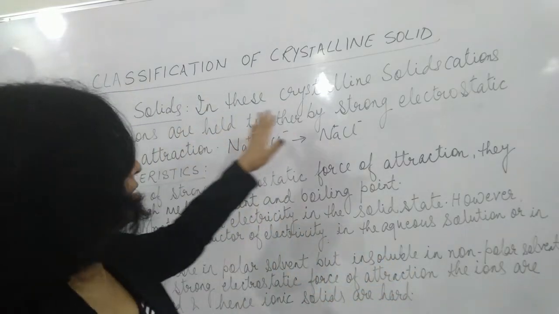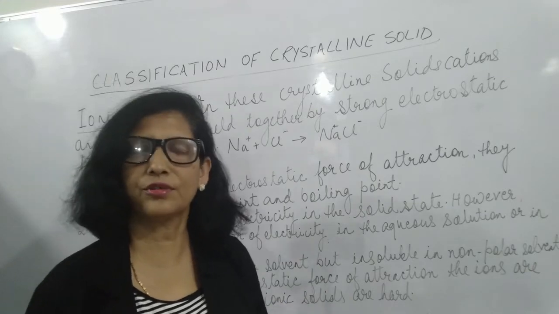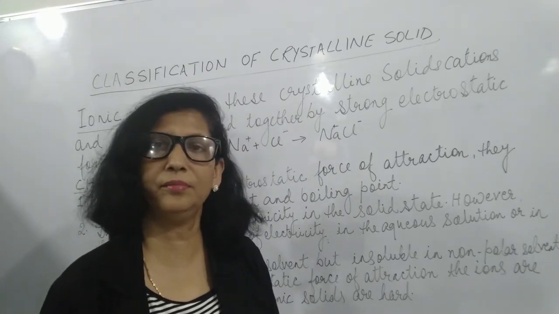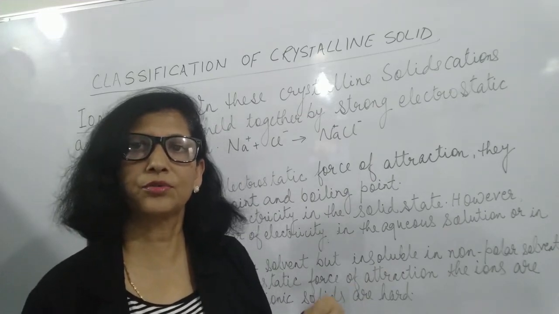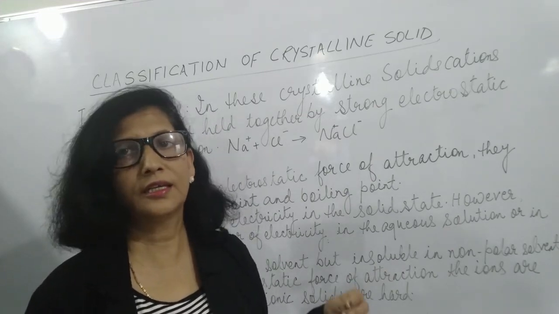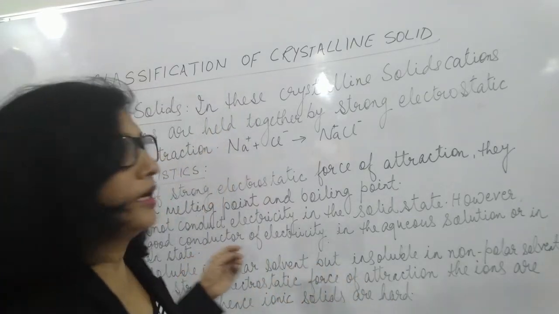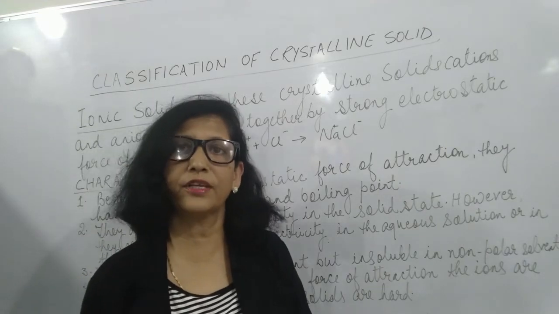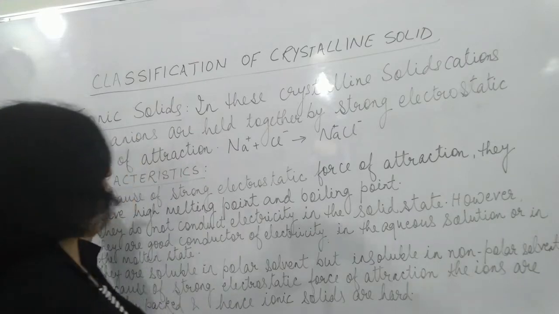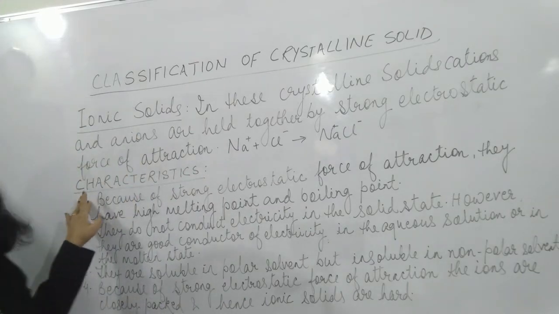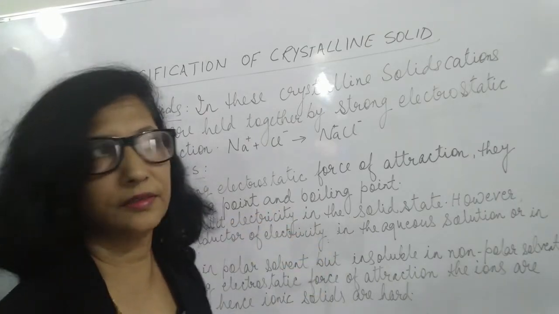In ionic solids, cations and anions are held together by a strong electrostatic force of attraction. Example is sodium chloride. In this case, sodium chloride is formed by the cation sodium and anion chloride. As per general characteristics of the ionic solids, because of a strong electrostatic force of attraction, they have high melting point and boiling point.